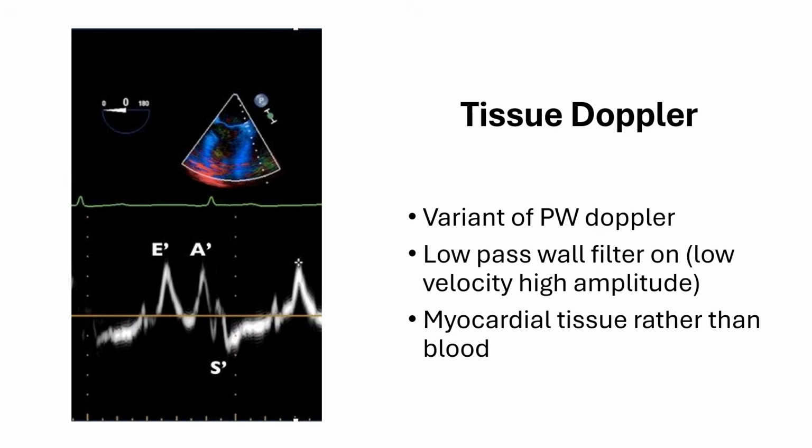Next, we talk about tissue Doppler, which is a variant of pulse wave Doppler with a low pass wall filter on. What it means is that it filters out low velocity signals but keeps high amplitude signals, typically coming off the myocardium rather than blood. On the left part of the screen, you see a tissue Doppler assessment of a lateral mitral valve annulus, where you have E prime, A prime, and S prime velocities. Tissue Doppler can be used in assessing diastolic function and systolic function of both ventricles. Please pause this video if you need more time to review this concept.